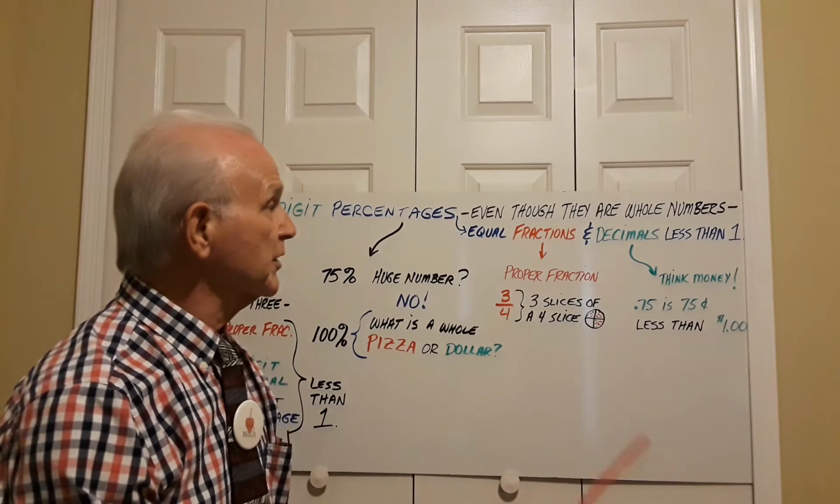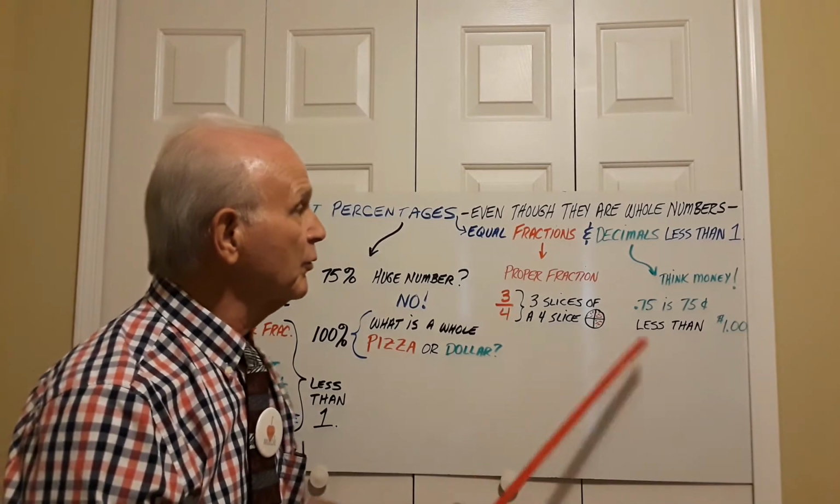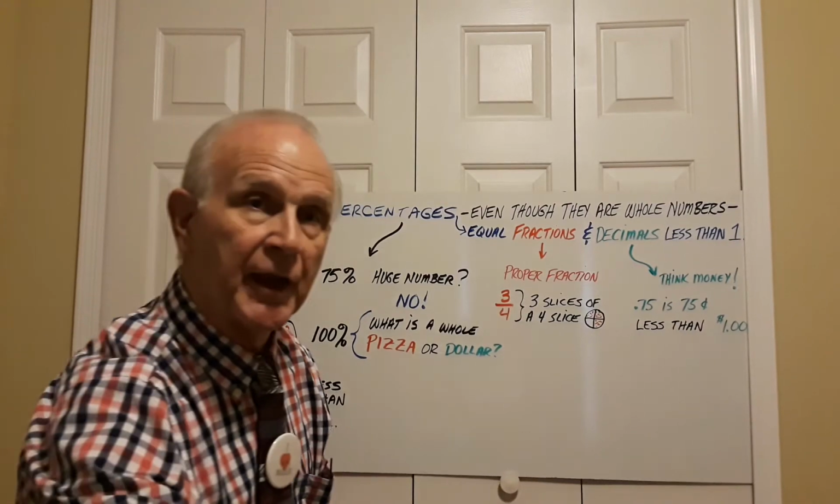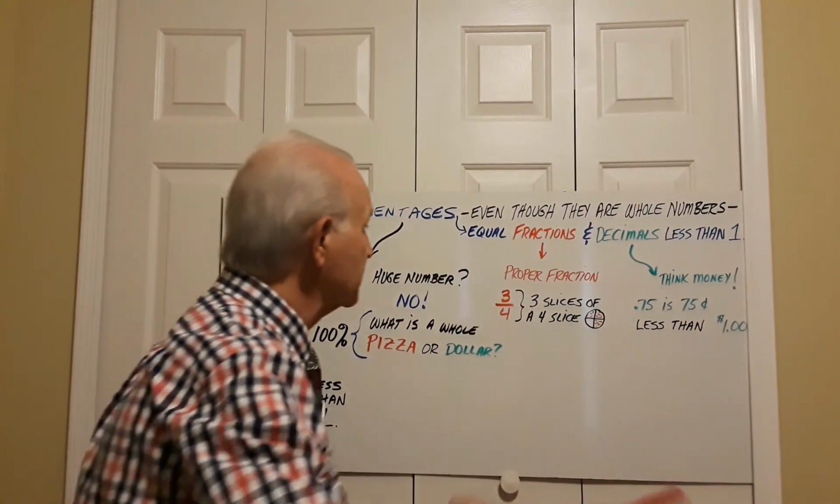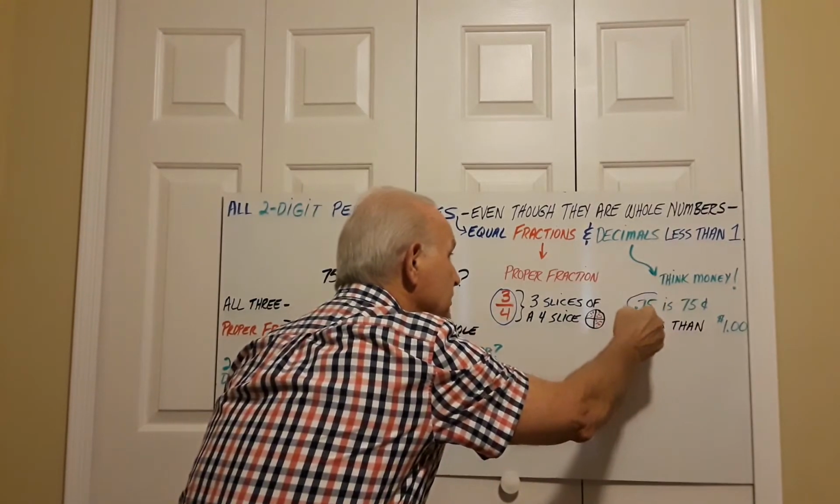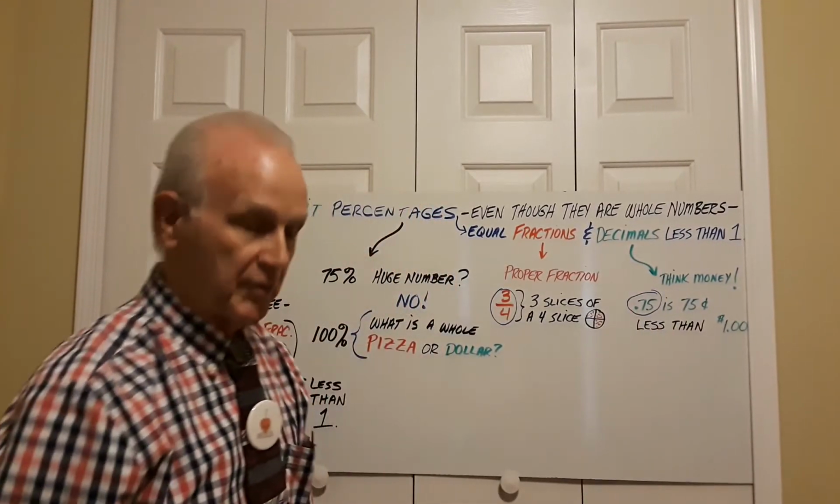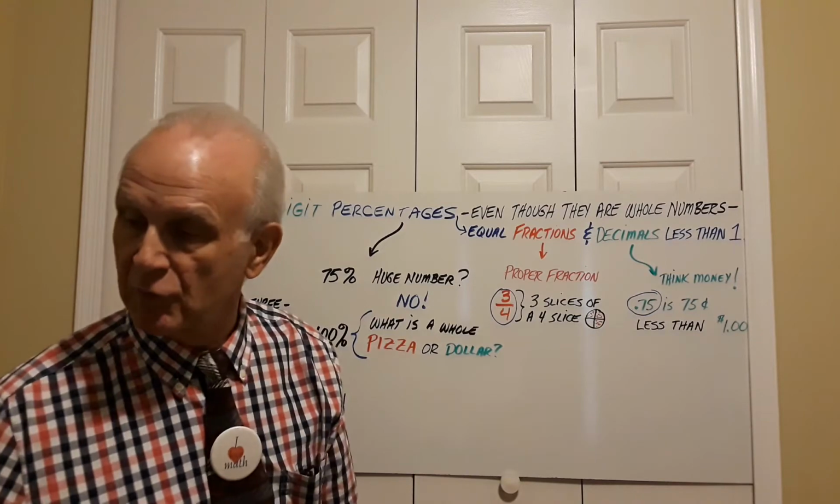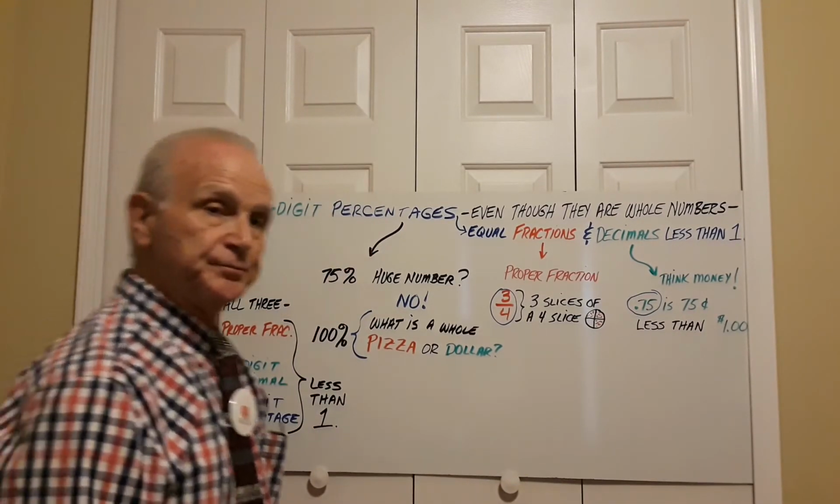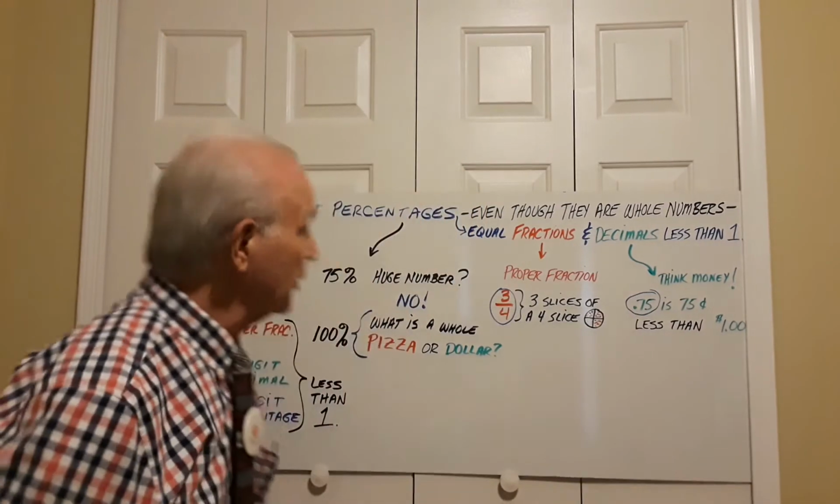And we can see just now with what we did that both of these are less than 1. This, of course, is less than 1. This is less than 1 because 75 cents is less than 1. Okay? Now let's go to the percentages. The percentage number.